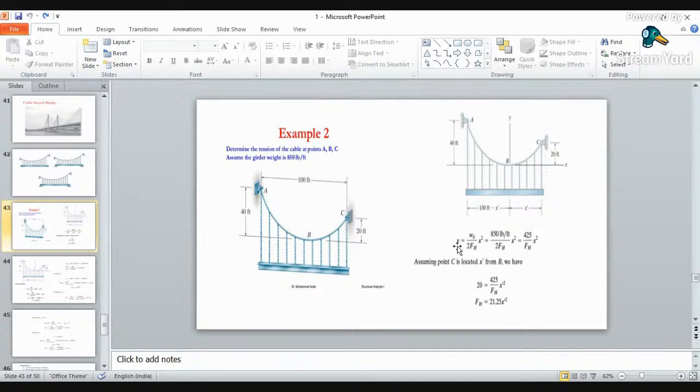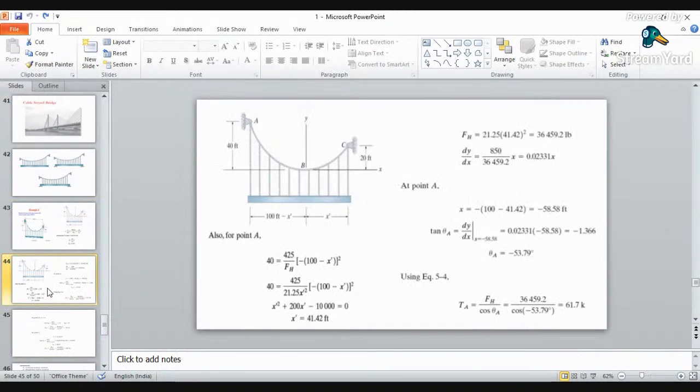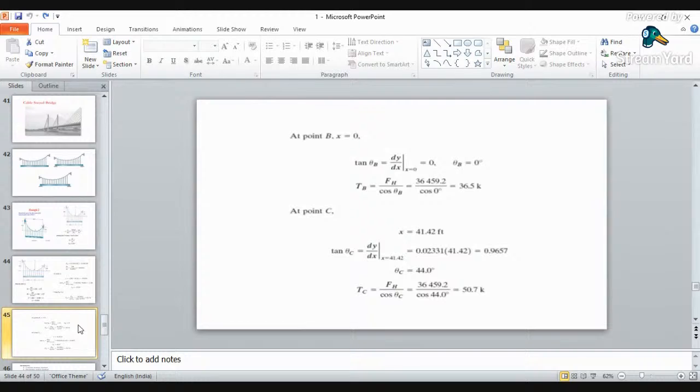From A to C your vertical height is 20 feet. Then your total weight is 850 by twice FH into X square. So you will get your FH, that is your horizontal force. Then again you will apply this for the total height, that is for 40 feet. So you will get your values for the tension in the cable, that is at B and at C.